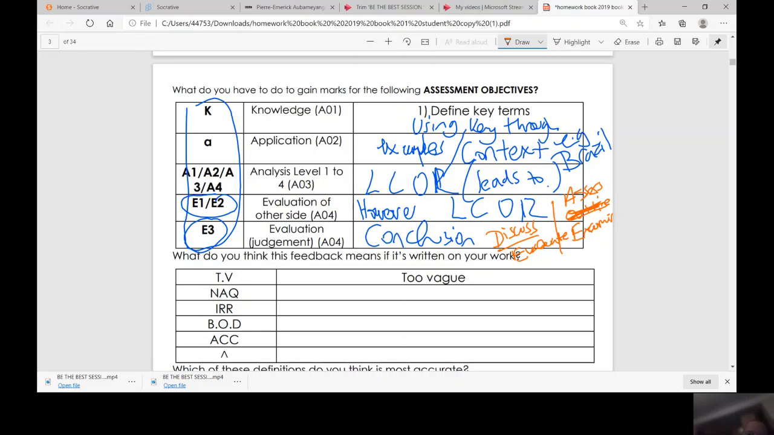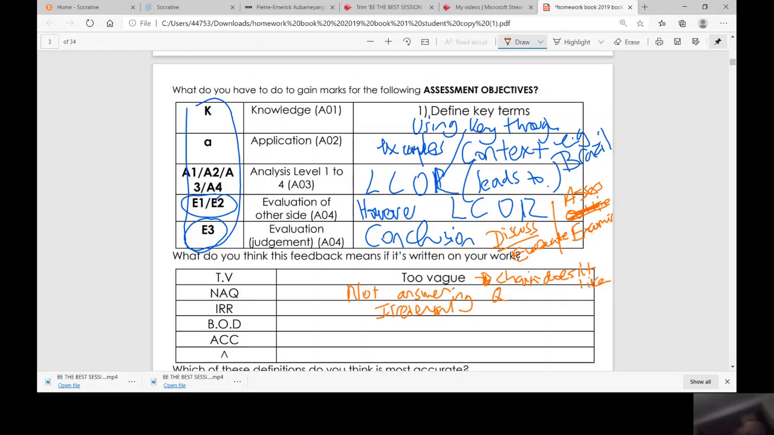Other feedback that you may see on my marking for you, TV is too vague. This means that you are on the right topic, but it's not rational, or the logical chain of reasoning doesn't link. You have points that don't come together. NAQ is not answering the question, so you have misunderstood what the examiner was wanting. IRR is irrelevant.